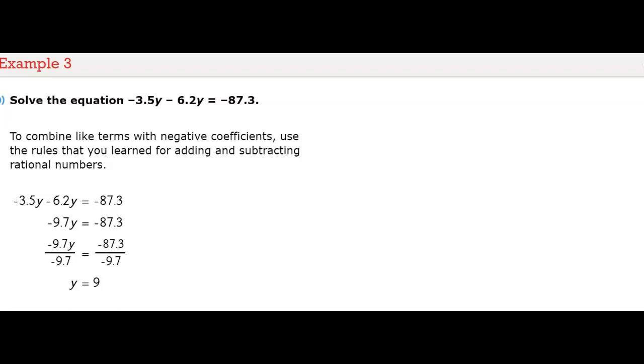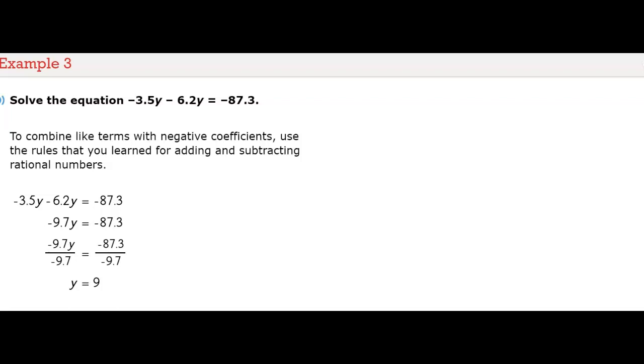To combine like terms with negative coefficients, use the rules that you learned for adding and subtracting rational numbers. The coefficients are the numbers in front of the variable. So the negative 3.5 is a coefficient. The minus 6 2/10 is a coefficient because it's in front of that variable. So we're going to use the rules we learned.